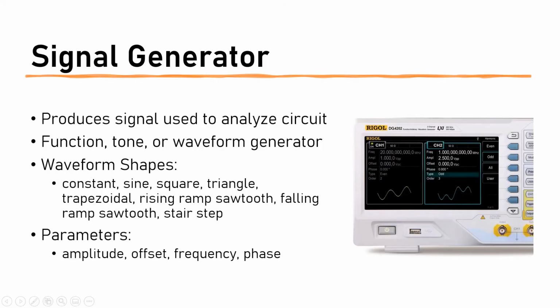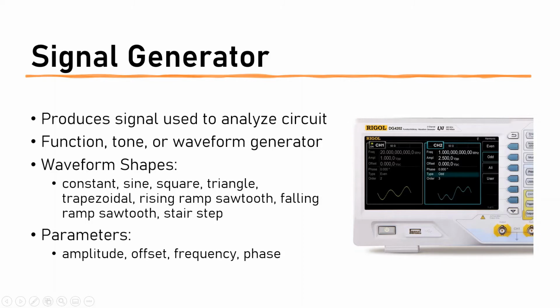A signal generator produces an electrical signal which can then be used to analyze a circuit. It may also be called a function generator, tone generator, or waveform generator. It can produce constant signals or sine, square, triangle, trapezoidal, rising and falling ramp sawtooth, or stair-step waveforms. Again, it is connected to a point of interest in the circuit via positive and ground leads, which will be shown in detail in the next video.